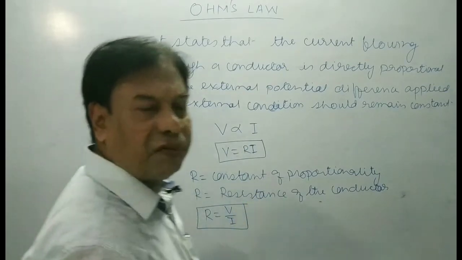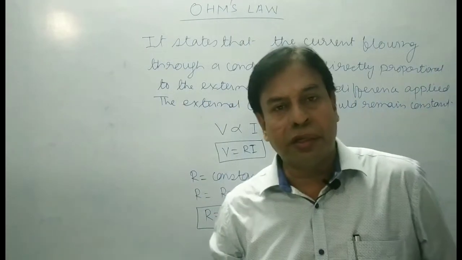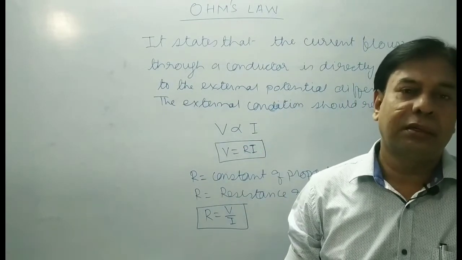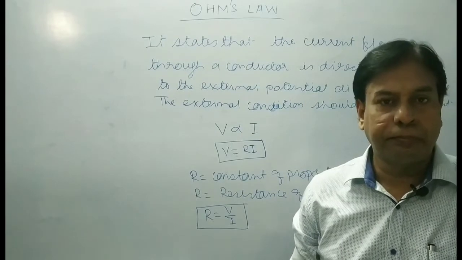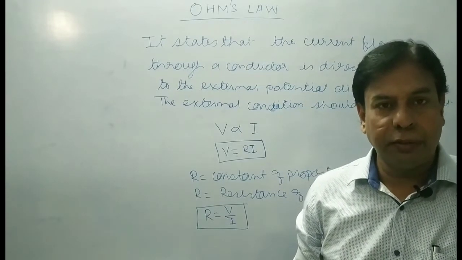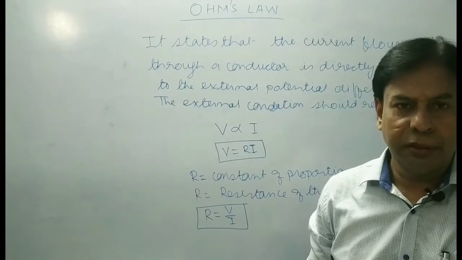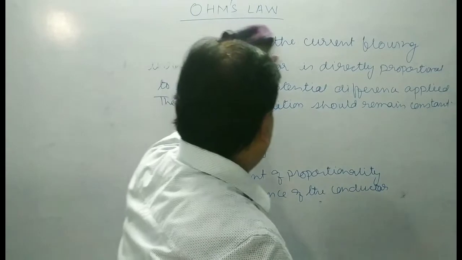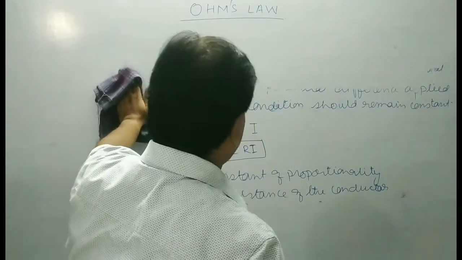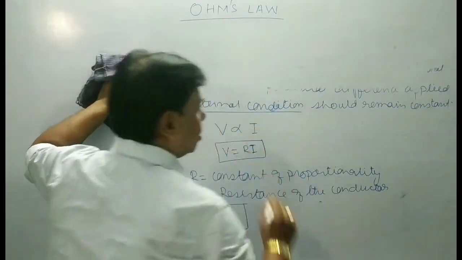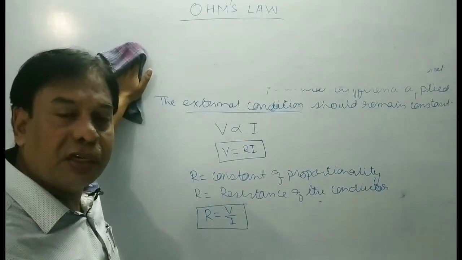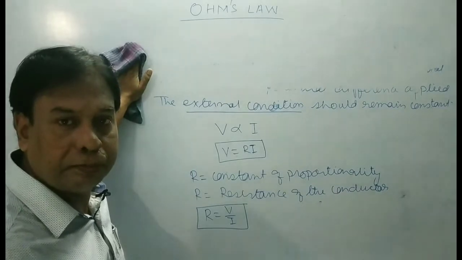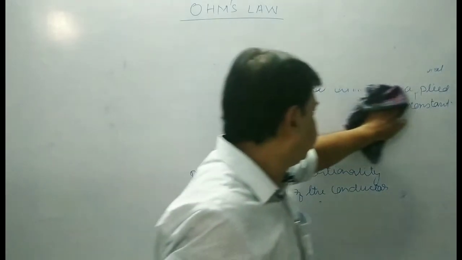The ratio of potential difference to current in the circuit is the resistance of that circuit element. यहाँ तक कोई दिक्कत नहीं होनी चाहिए, ये सारी बातें आपको समझ में आ रही होगी. Fine. Now, what is the external condition? This external condition is to be discussed, and this is very important while dealing with Ohm's law. This will be kept in mind.